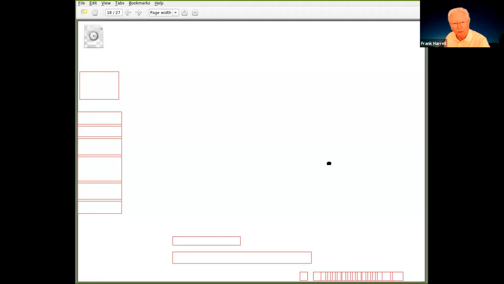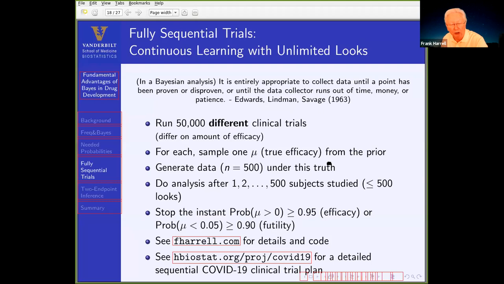In fully sequential trials, you can have infinitely many looks and everything works exactly as advertised. There is a blog article on my blog, fharrell.com, that has the detailed simulation, and it shows that the posterior probabilities are perfectly calibrated, no matter how often you stop, you look, or how or when you stop.